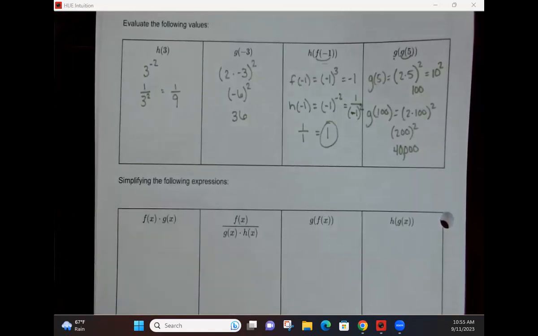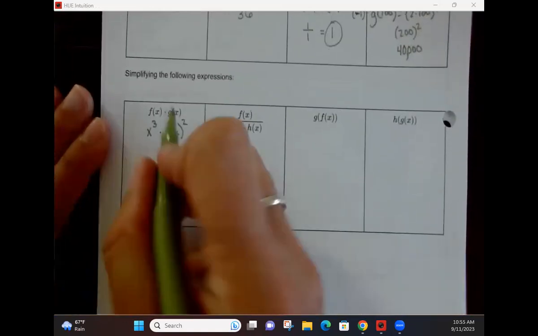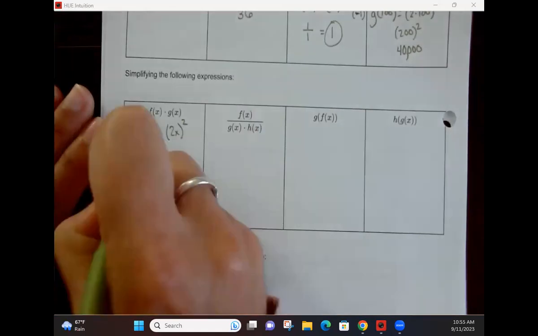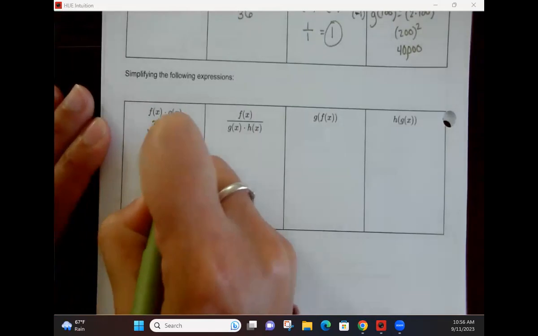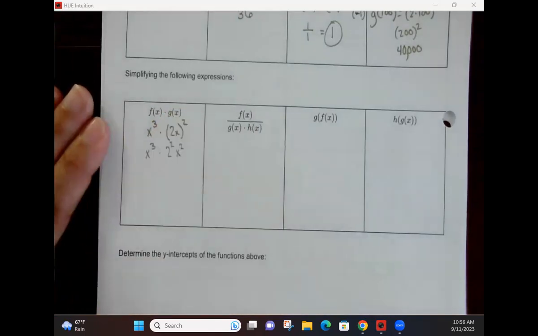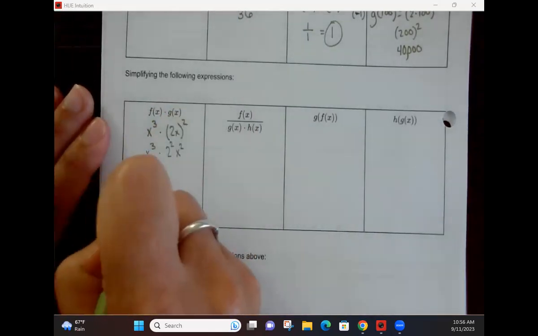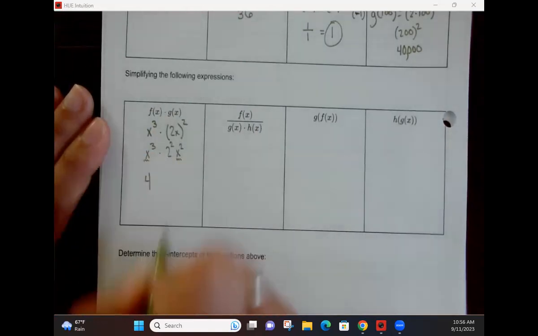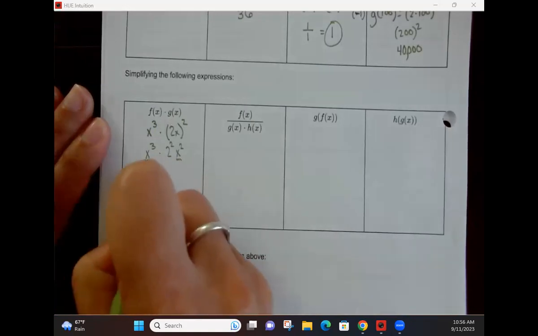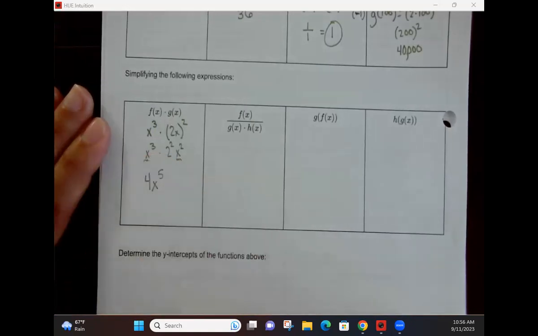So f of x times g of x. f of x is x cubed, and we're going to multiply that by g of x, which is 2x all squared. For my exponent rules, I'm going to distribute in this power to start. So this would be x cubed times 2 squared times x squared. 2 squared is 4. And then we are multiplying terms that have the same base, right? x cubed and x squared. So we add their exponents: 4x to the 5th.